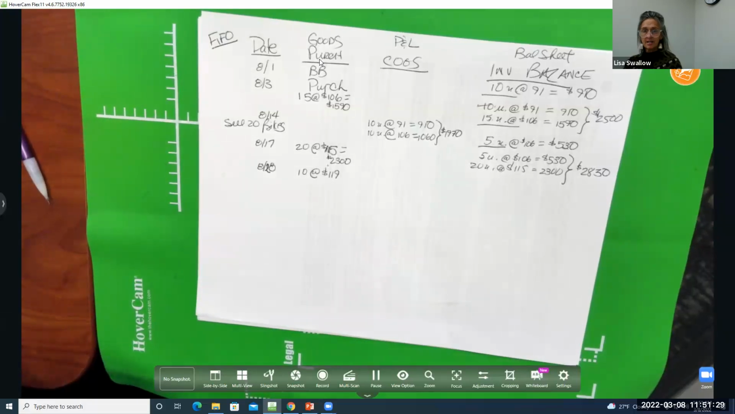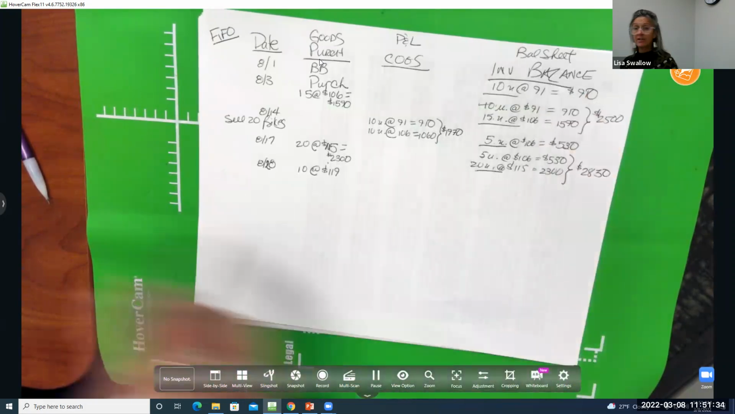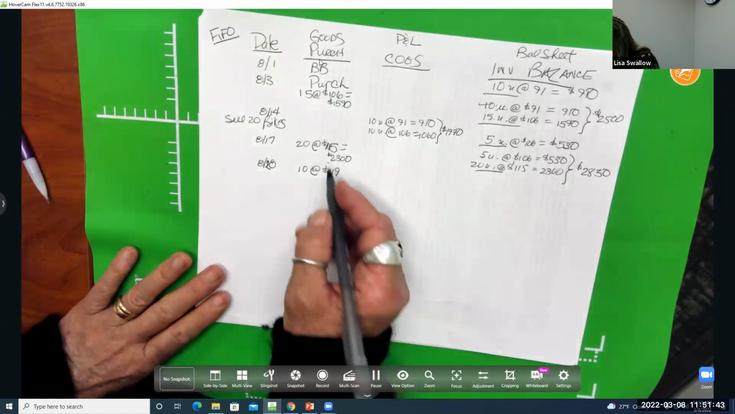Please calculate what this number is, and then what do I all have in ending inventory, and we'll do one more sale, and then we can figure out what we think our total is for the P&L and for the balance sheet.